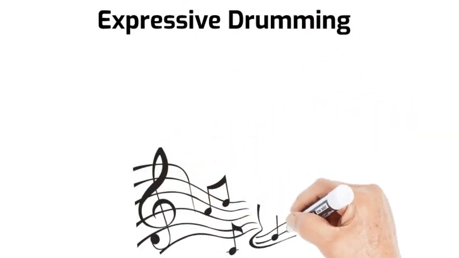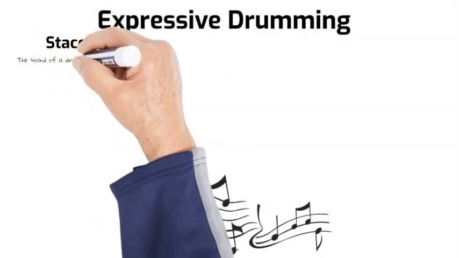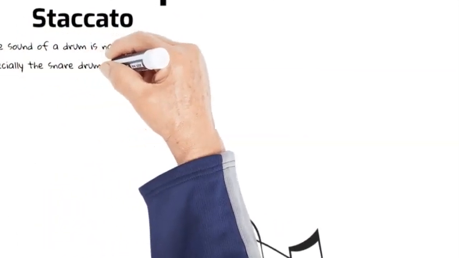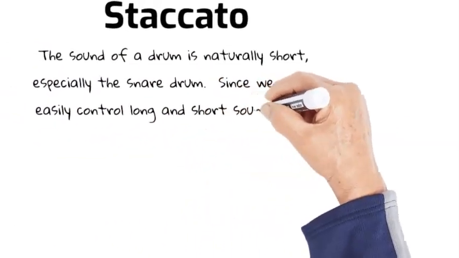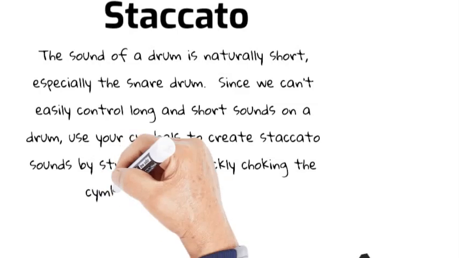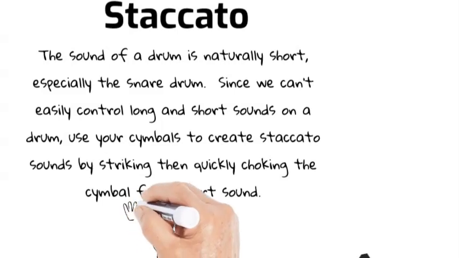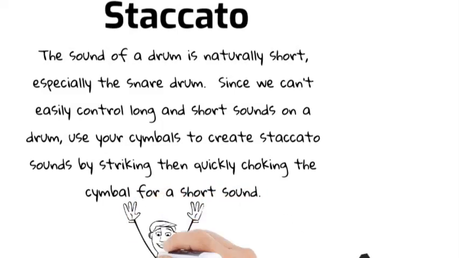Playing staccato on the drums is kind of built in since drums generally produce a short sound. The most musical way for you to play staccato on the drum set is to incorporate cymbal chokes into your playing. Hit a crash cymbal and then immediately grab it to stop it from ringing. This creates a short cymbal crash and can be a very effective musical tool for your musical toolbox.